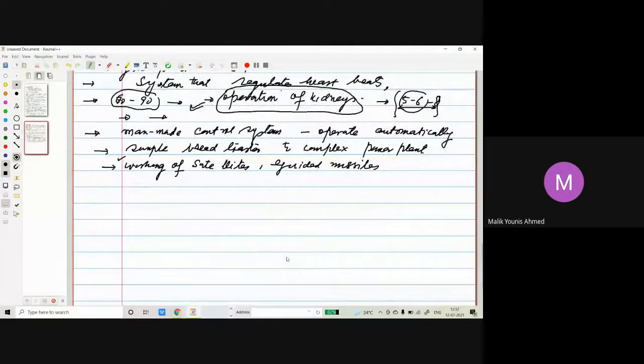A very important thing we can do. Another example of a control system can be a modern house.